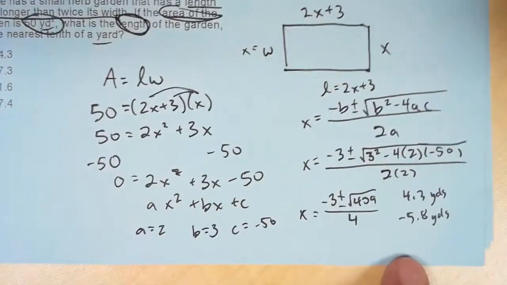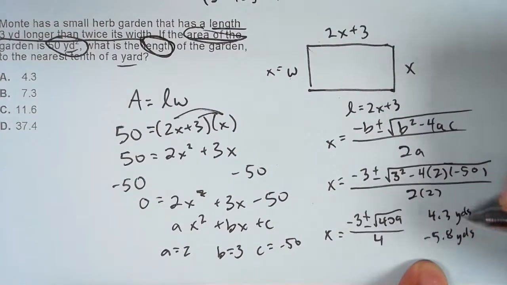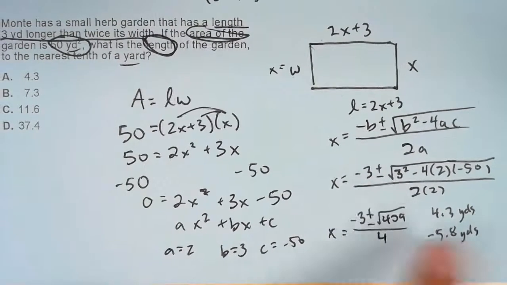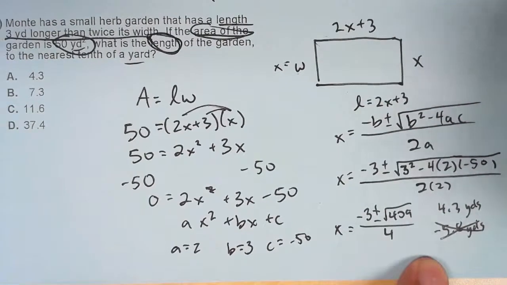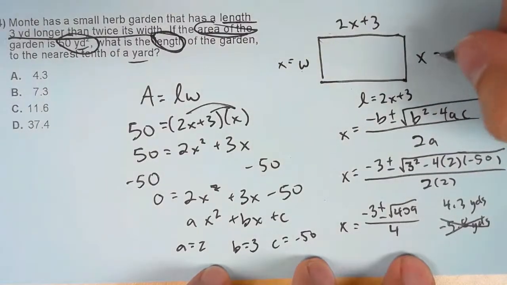So now that we have width, and by the way, let's talk about width here for a second. We can have a positive width of 4.3 yards. We can measure that out. But how do you measure negative 5.8 yards as width? So we can get rid of this answer because it doesn't make sense in the context of this problem. So we'll say 4.3 yards is going to be our x value. So we know this is 4.3.